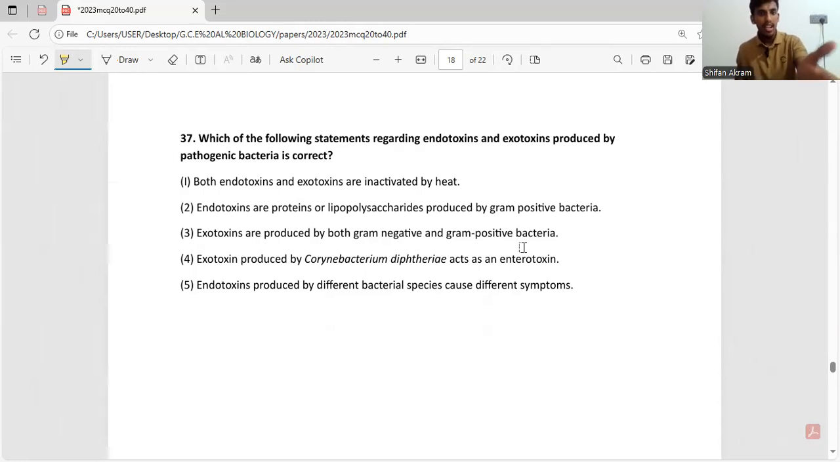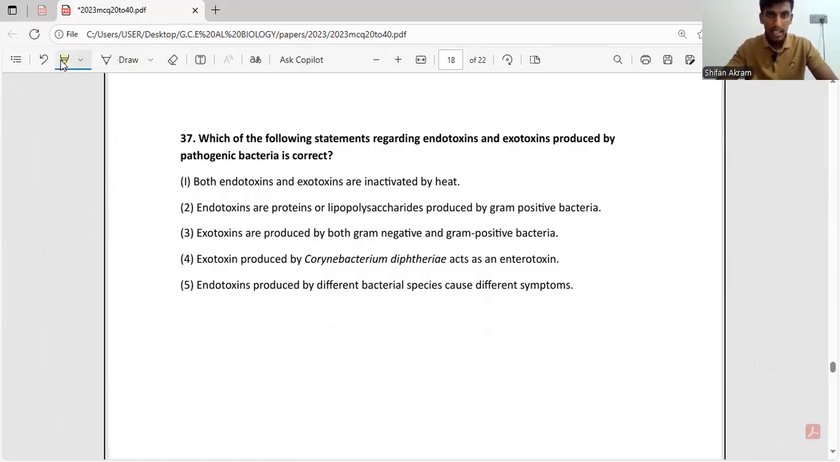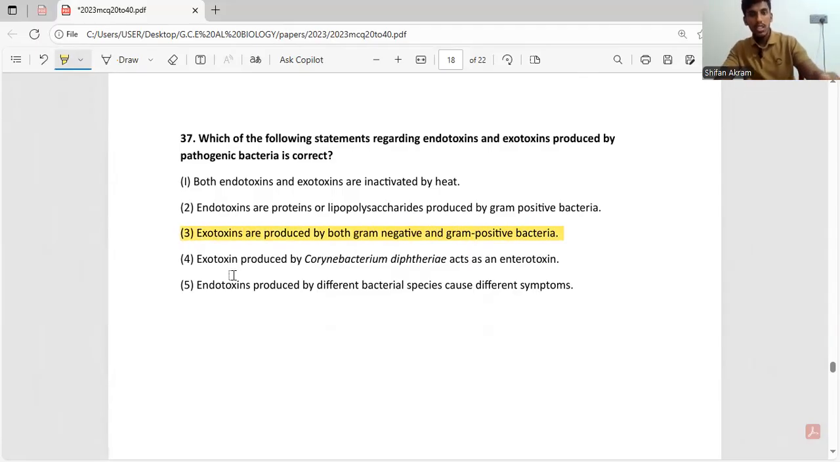Then third, we have exotoxins are produced by both gram-negative and gram-positive bacteria. Yes, this statement is correct because unlike endotoxins, exotoxins can be produced by both gram-negative and gram-positive bacteria. Now, fourth statement, exotoxin produced by Corynebacterium diphtheria act as an enterotoxin. No. Exotoxin that is produced by Corynebacterium diphtheria acts as a cytotoxin, not as an enterotoxin. Enterotoxin affects the intestinal cells, but cytotoxin usually affects the host cell membranes. Again, that statement is also wrong.